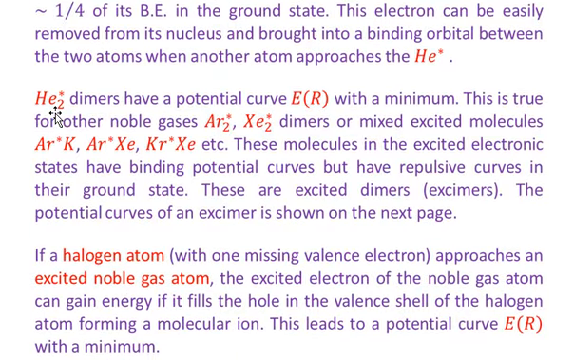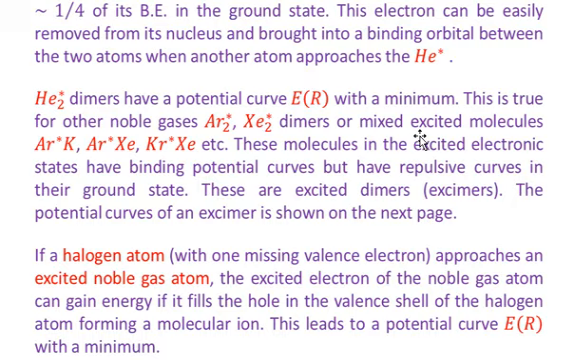Helium diatomic, the excited diatomic helium molecule. For example, helium-2 in excited state is shown over here with a star. So the helium excited molecules, which are called dimers, have a potential curve E of R with a minimum. This is true for other noble gases, for example, argon 2 (Ar2) excited, xenon 2 in the excited state.